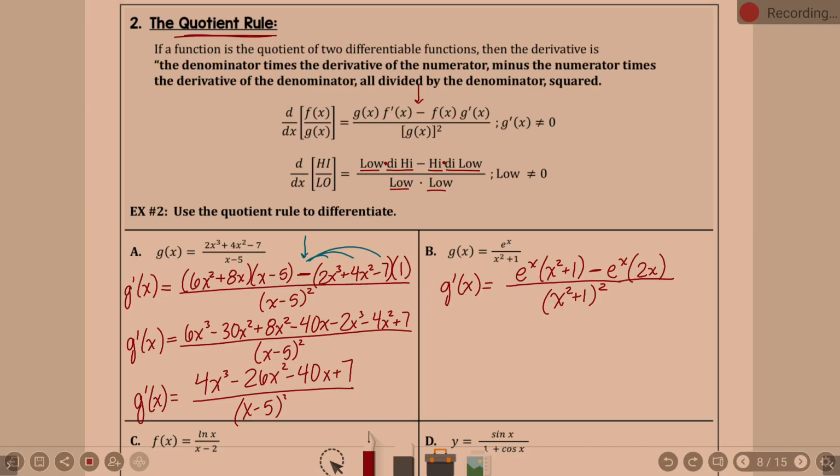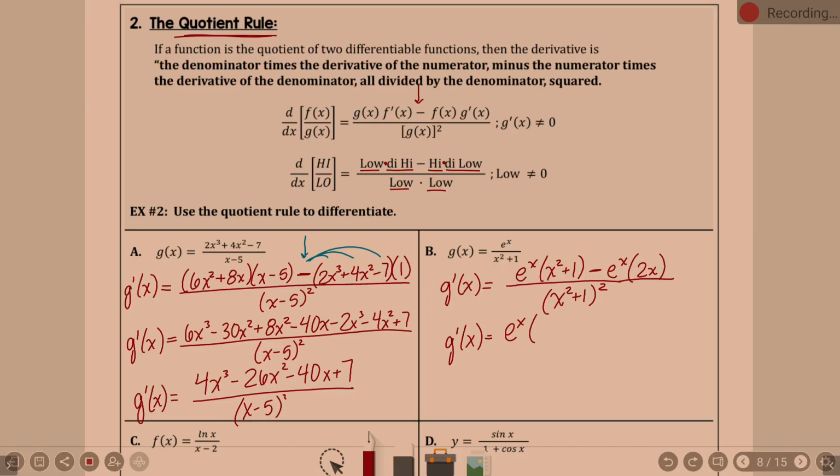Now, before you go to clean up, I'm seeing something a little different here. Did you guys go ahead and distribute, or did you wait? If you distribute, you're just going to end up having to undo it, because what are all three terms going to have in common? They're all going to have e to the x. And so what I'm going to do is pull that e to the x GCF out front. So if you distribute, you just do the next step.